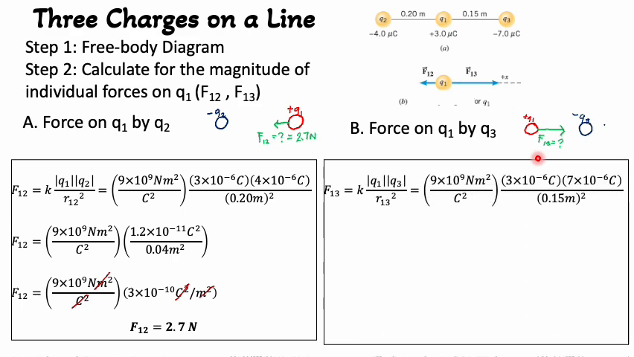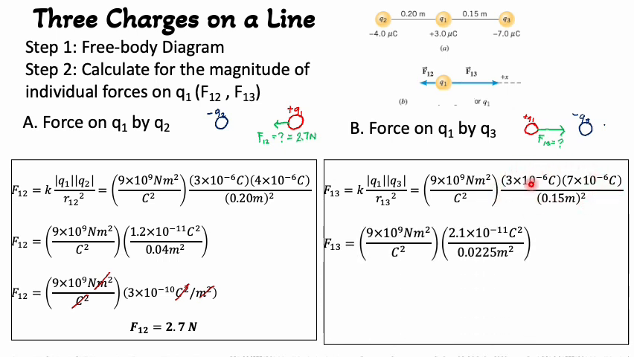So, Coulomb's law again. So, this time, F13 na tayo. And the charges are Q1 and Q3. The same goes with the distance. The distance that we are going to use is the distance between Q1 and Q3. So, taking a look at the illustration, it is 0.15 meters. So, you substitute all of those values. So, again, mathematical operation, multiply the two charges that we have. So, you will get 2.1 times 10 raised to negative 11 Coulomb squared.